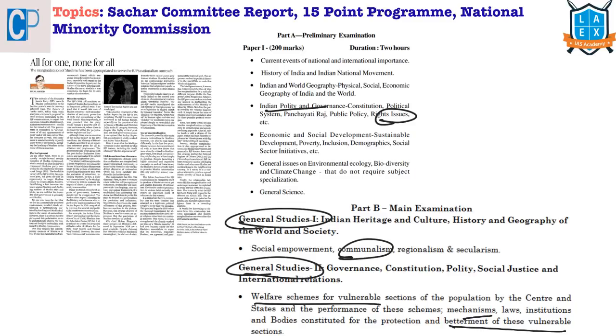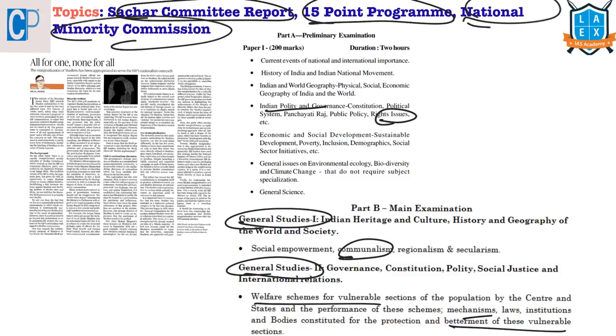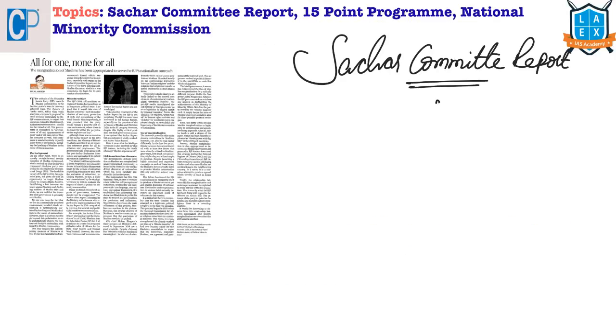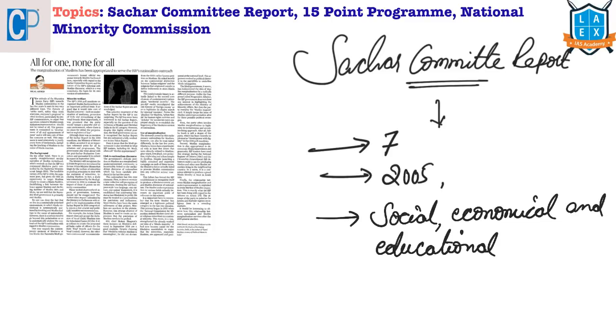In case of prelims, from this article we should know about what is this Sachar committee report, what is this 15-point program and National Minority Commission that were mentioned in this article. First, let us see what is this Sachar committee and what is its report about. It is a 7-member high-level committee that is headed by Justice Rajendra Sachar. This commission was constituted in 2005 by the then Prime Minister Manmohan Singh. And what is the purpose of this committee? Why is it constituted? In order to prepare a report on latest social, economical and educational conditions of Muslim community in India.